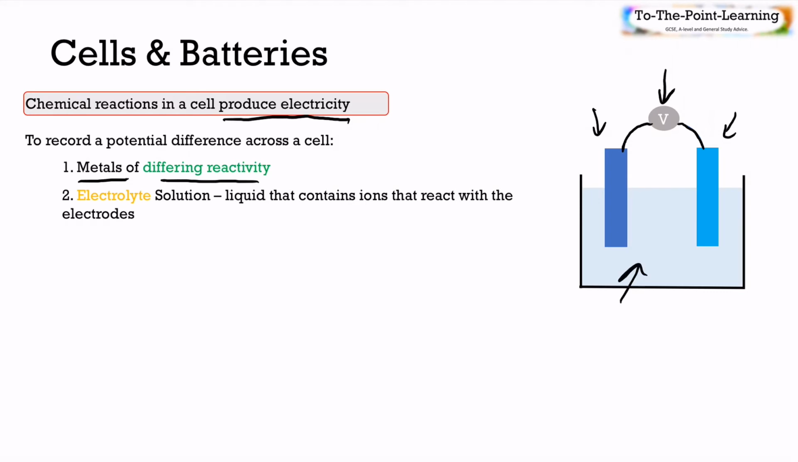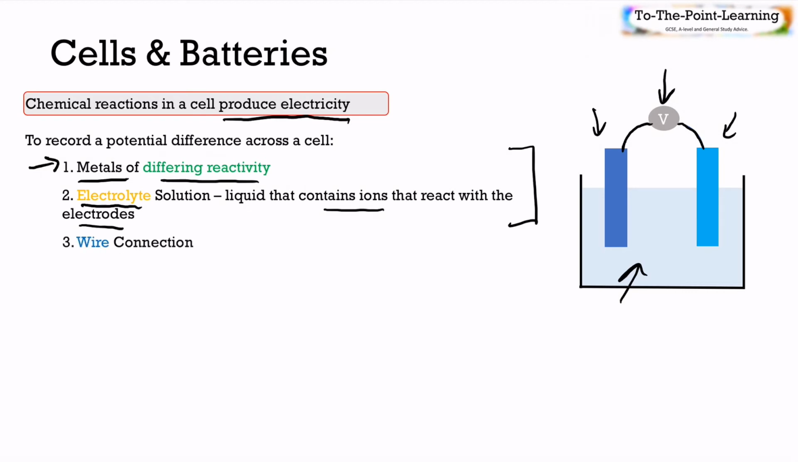So the next bit is this solution here needs to be an electrolyte solution, which is a liquid that contains ions that react with the electrodes. Okay, so we need an electrolyte solution that both contains ions, and those ions also react with the metals in question that are the electrodes. Okay, so those are the conditions, and make sure you're familiar with that.